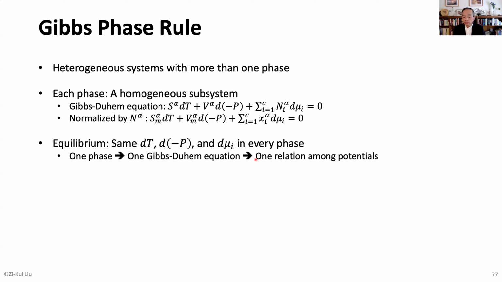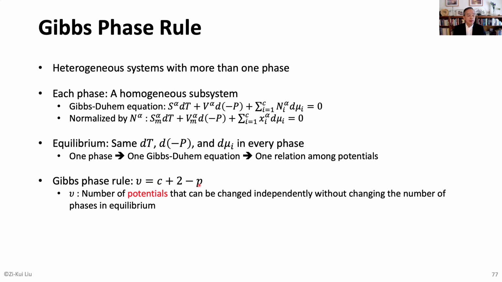That means the number of independent potentials will decrease. That's where the phase rule comes from. We have C plus 2 potentials in the system, and each phase has one Gibbs-Duhem equation. So for P phases, the number of Gibbs-Duhem equations will be P. Okay, so it's very clear now. The nu here is the number of potentials that can be changed independently without changing the number of phases in equilibrium.